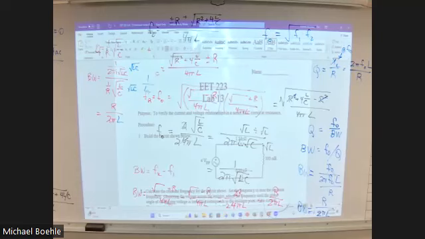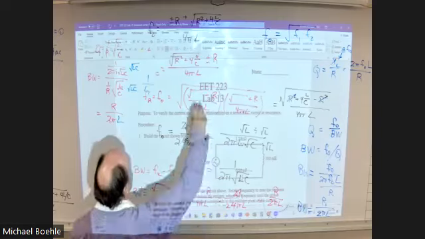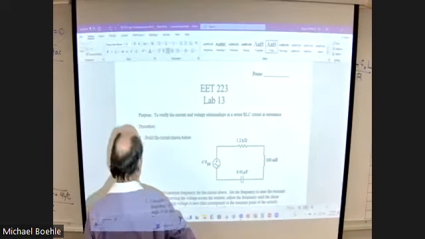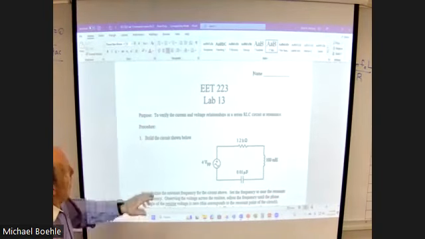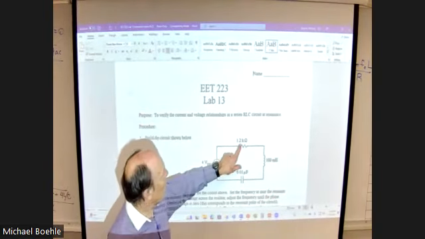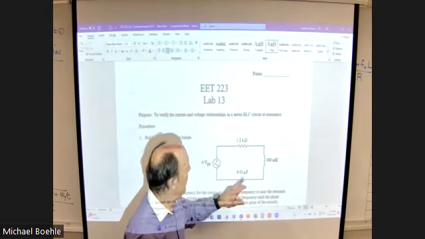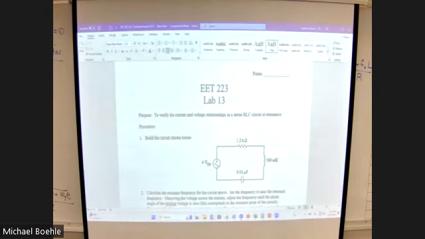All right, so you are going to build a series RLC circuit. Apply 4 volts peak to peak, and a 1.2 k ohm resistor, 100 mH inductor, and a 0.01 microfarad capacitor. Now, even though I don't ask you to predict the resonant frequency, let's go ahead and do it real quick.